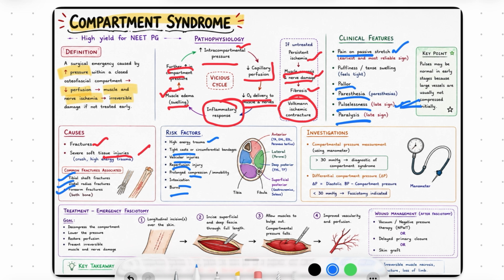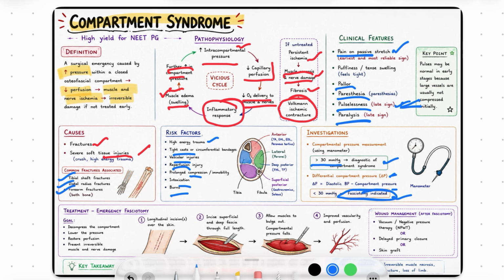And the most commonly asked here is investigations. What is that? Compartmental pressure measurement, using a manometer. If the compartmental pressure is more than 30 mmHg, then that is diagnostic of compartment syndrome. And there is something called differential compartment pressure. That simply means diastolic blood pressure minus compartment pressure. If it is less than 30 mmHg, then fasciotomy is indicated.